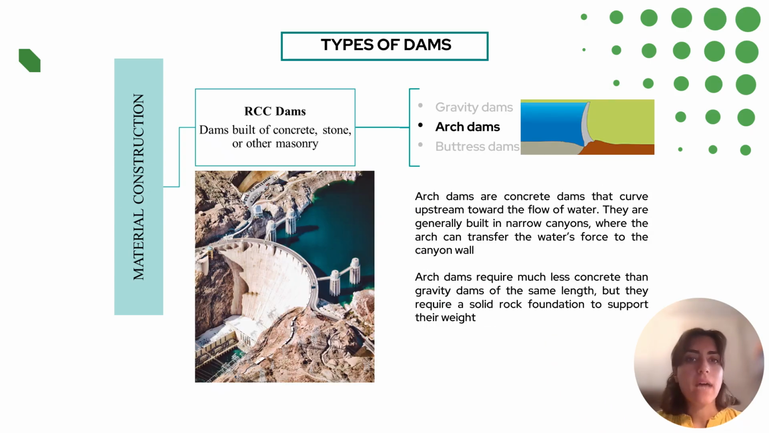Now let's focus on arc dams. Arc dams are made of concrete and they curve upstream toward the water. This special shape allows the force of the water to be transferred into the canyon walls instead of relying only on the weight of the dam itself. They are usually built in narrow valleys with solid rock foundations, which provide the necessary support. Compared to gravity dams, they use much less concrete, making them more economical, but at the same time they require very strong geological conditions. A famous example is the Hoover Dam in the United States, one of the most iconic arc dams in the world.